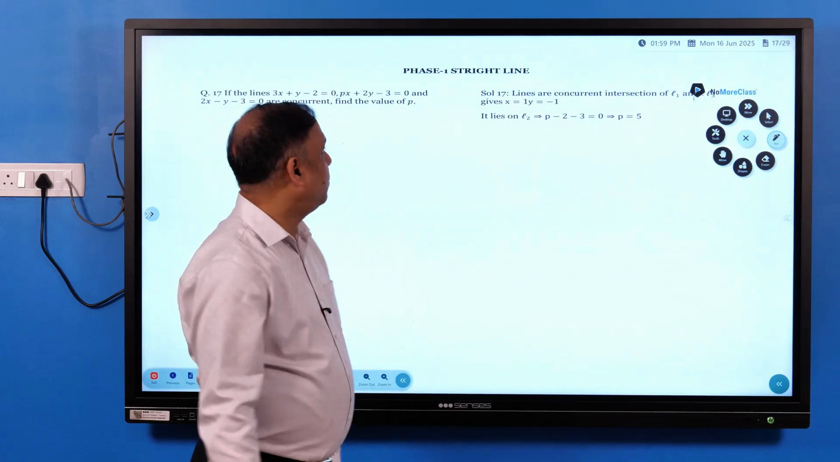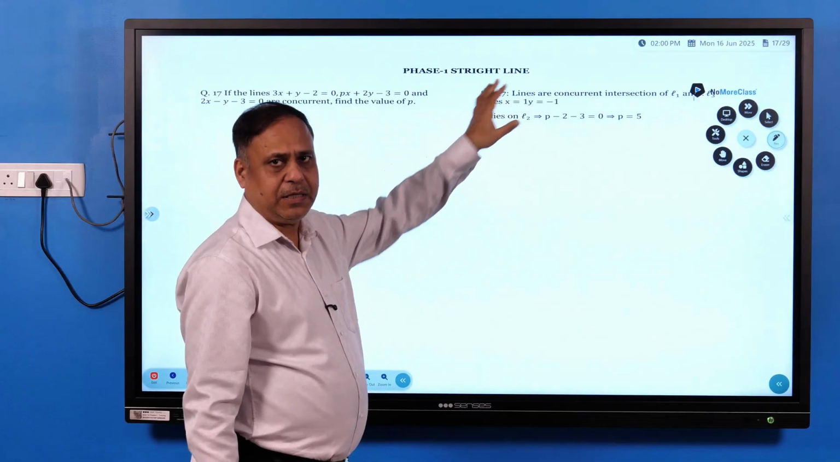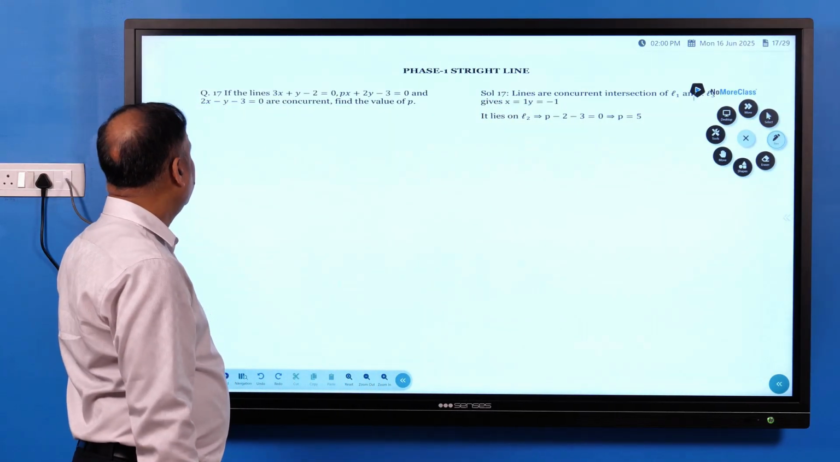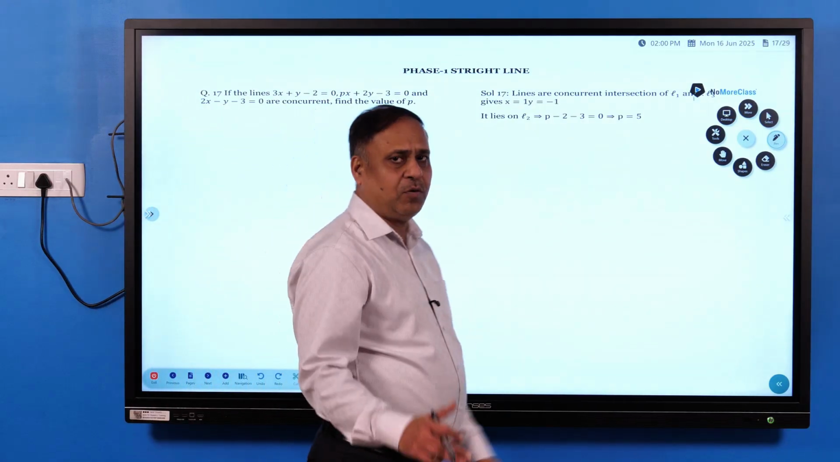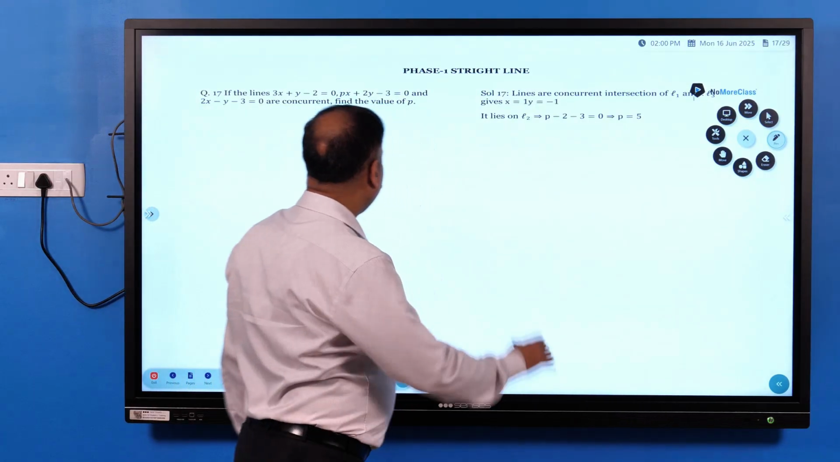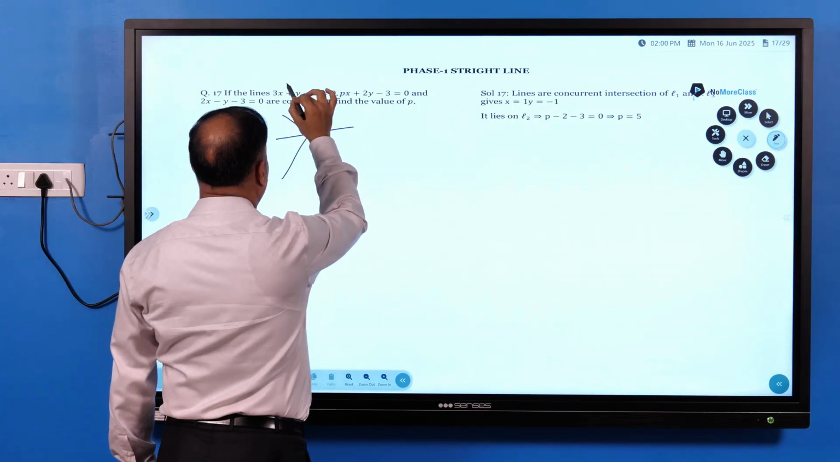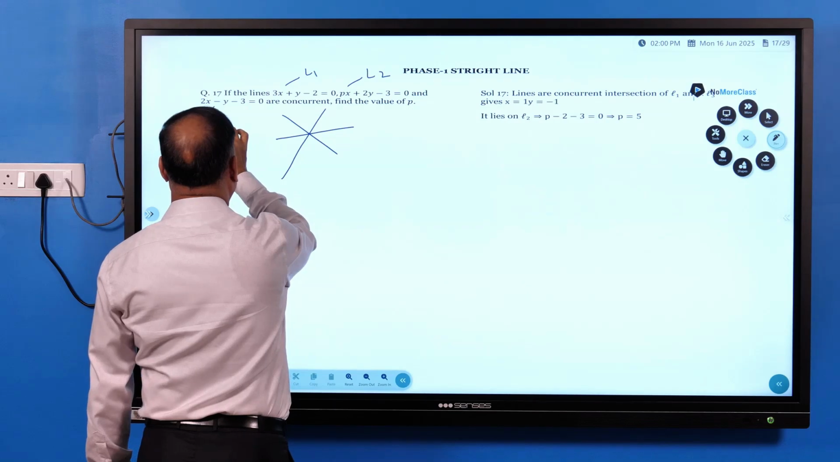So now come to question number 17, exercise 1, phase 1, mathematics, chapter step 9. If the lines 3x plus y minus 2 is equal to 0 and these three lines are concurrent, what is the meaning of concurrency? Lines are passing through one point. So all the three lines are passing through one point. So this is line number L1, this is line number L2, and this is line number L3.